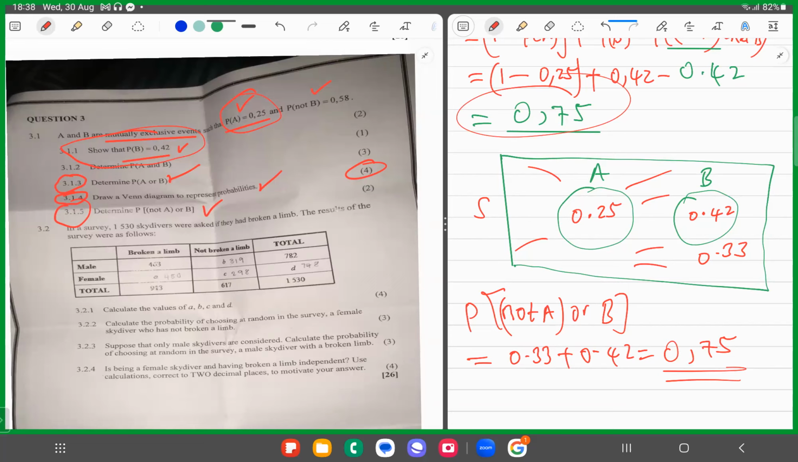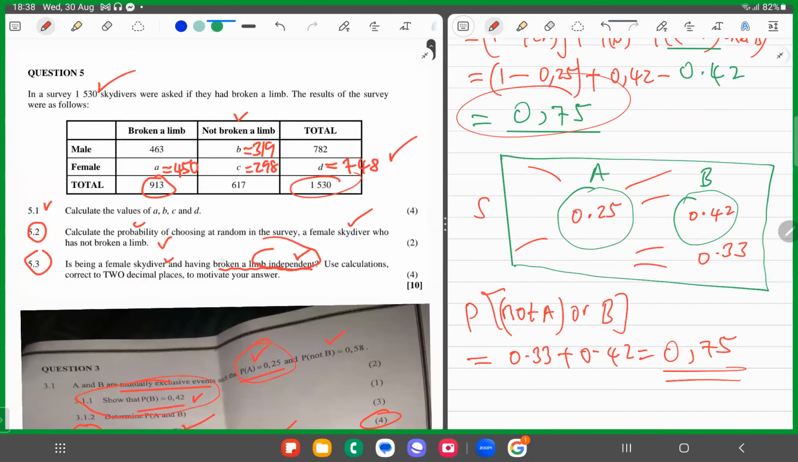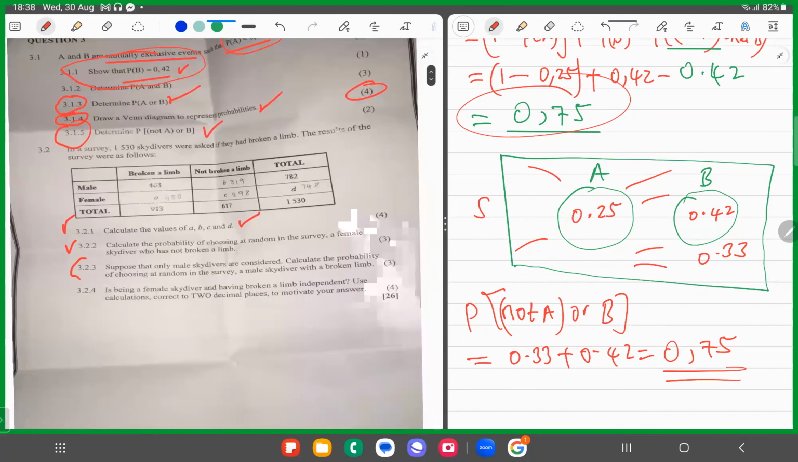Now, the next thing is what we did. The first question, we've already found the probability of the values of the A, B, C, and D. So we've already done 3.2.1. We've already done 3.2.2 to calculate the probability of choosing at random in the survey a female skydiver who has not broken a limb. That one was 5.2. So we've already done that one. Obviously, this question is the one we need to do now.